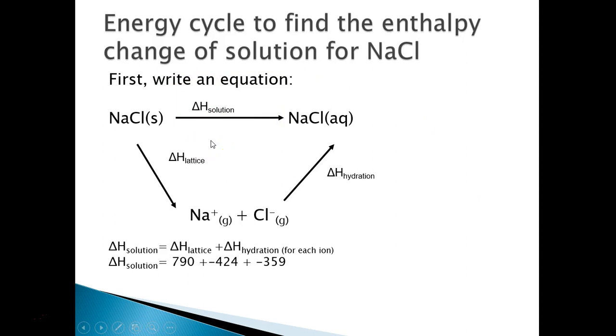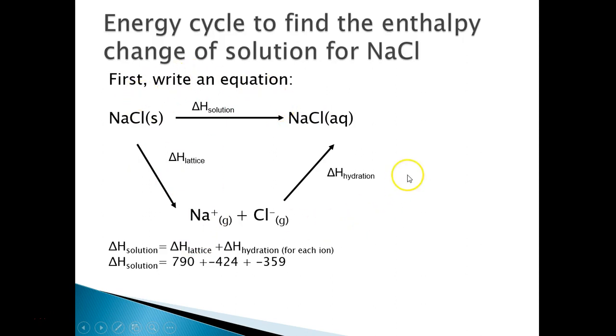So if we wanted to create an energy cycle to find the lattice enthalpy, for example, instead of doing this directly, we could take the enthalpy of solution minus the enthalpies of hydration. If we wanted to find the enthalpy of hydration, we could go backwards around this way. So we could do the negative lattice enthalpy plus the enthalpy of solution.